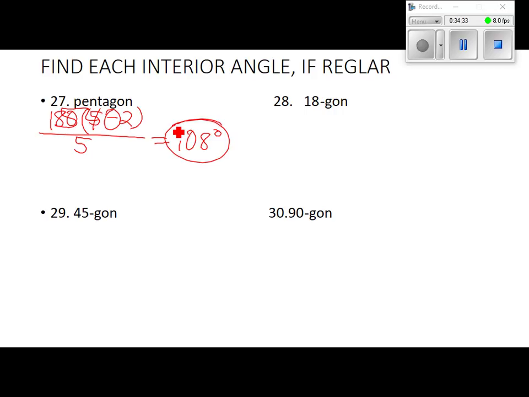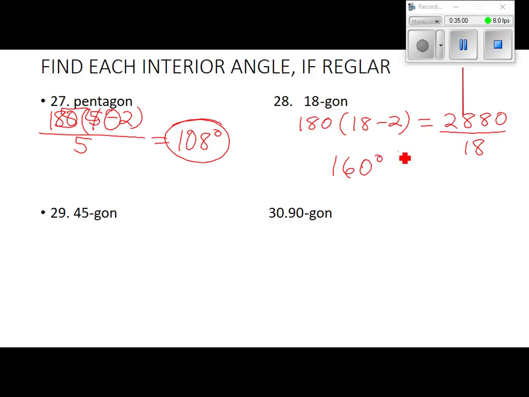All right? Next one, the 18-gon. Same idea. We're going to do 180 times 18 minus 2. Somebody do all that. What's that give us? 2880. Anybody else agree with that? Is that our answer? No. We take that and we divide it by how many sides we got, which is 18, equals 160 degrees. So each interior angle of an 18-gon is 160 degrees.